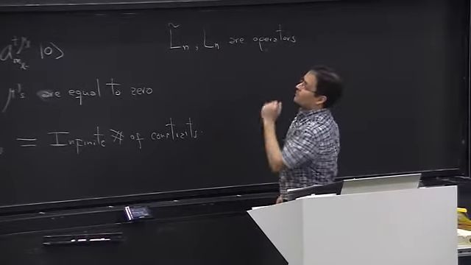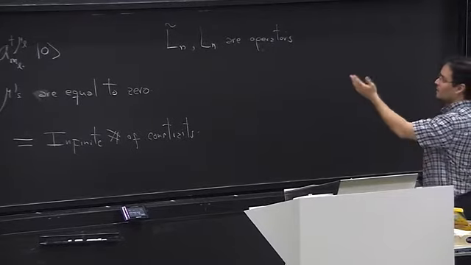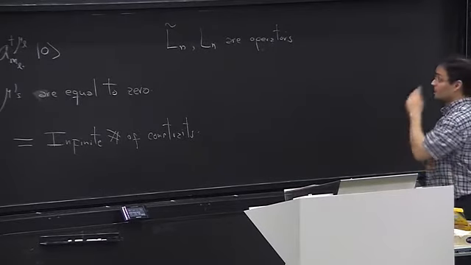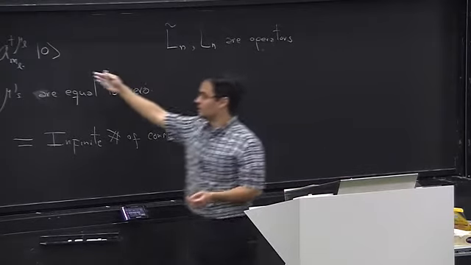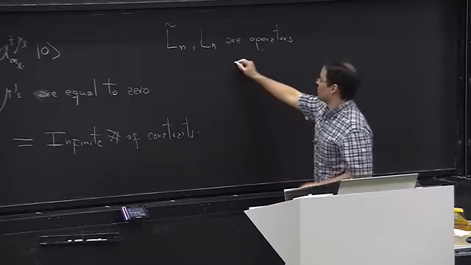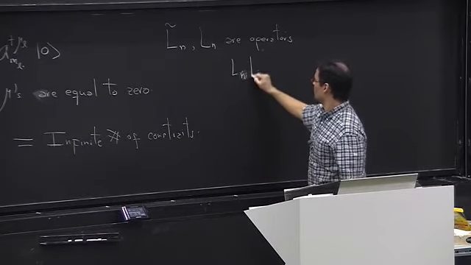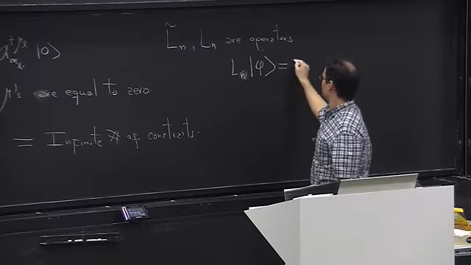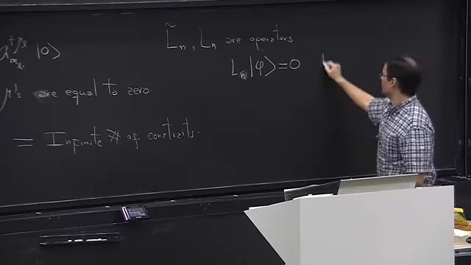And what would be the quantum analog of the constraints of saying that this had to vanish in the classical theory? Well, if they are operators, they can only act on the Hilbert space, and therefore the condition should be that these operators annihilate a physical state.